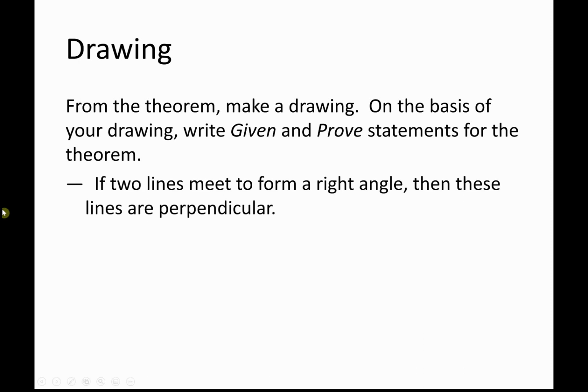So here is the theorem. If 2 lines meet to form a right angle, then these lines are perpendicular. Okay, cool. Let's come up with 2 lines. Here's line PR. Here's line QS, okay? And I am drawing them in a way that makes sense according to where I'm going to end up, okay? So yes, they appear to be perpendicular, but that's precisely the thing we're trying to prove.